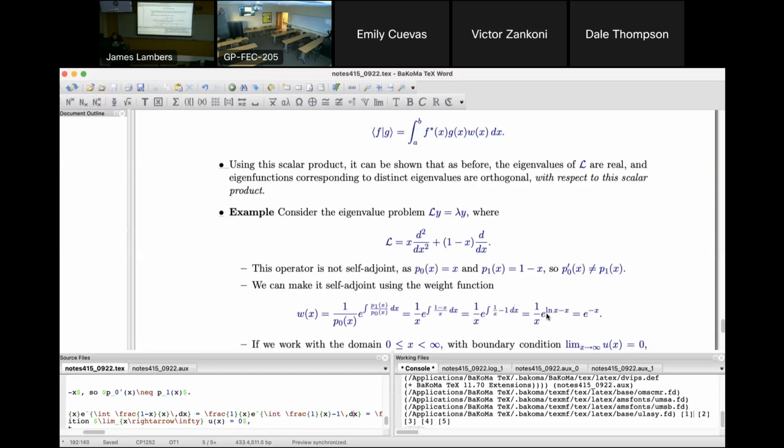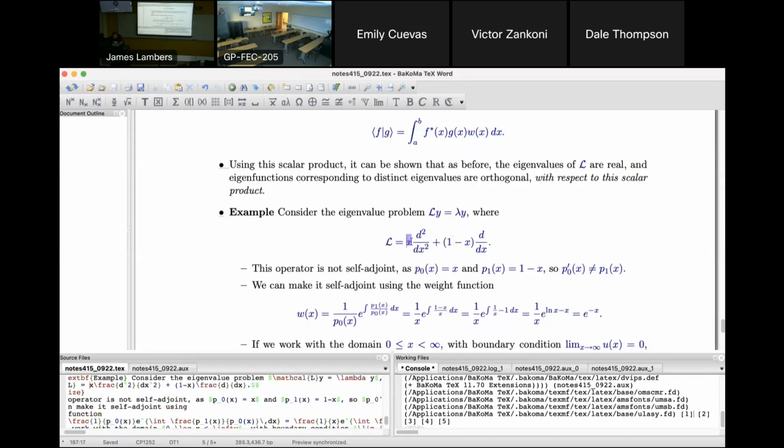E to the natural log of x would reduce to x. So the x I get from here cancels with this x. So all I'm left with is this part of the exponent, so e to the minus x. So in other words, e to the minus x is my wave function. So if I were to multiply this operator, the coefficients by e to the minus x, I would find that the result is self-adjoint.